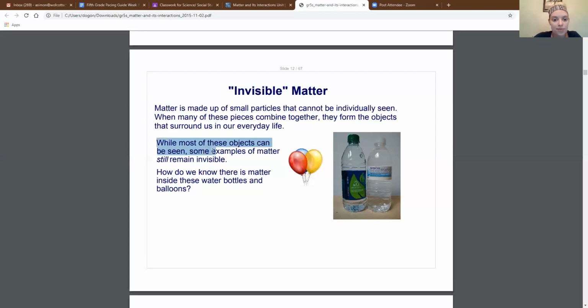While most of these objects can be seen, some examples of matter still remain invisible. So air is a big one that's invisible that is still matter, okay? So air, as we know, is a gas, okay? So air would be the gas form that is still matter. And any gases around us are going to be matter.